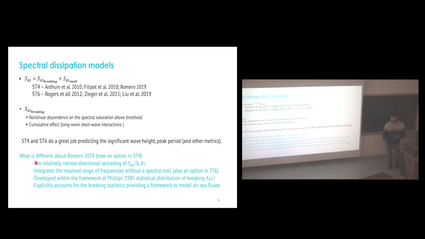But I also wanted to construct a breaking parametrization that we could directly do in the framework of Phillips's Lambda of c, which is a rational framework that allows us to relate several processes happening at the ocean surface. So it's a rather convenient and rational framework.